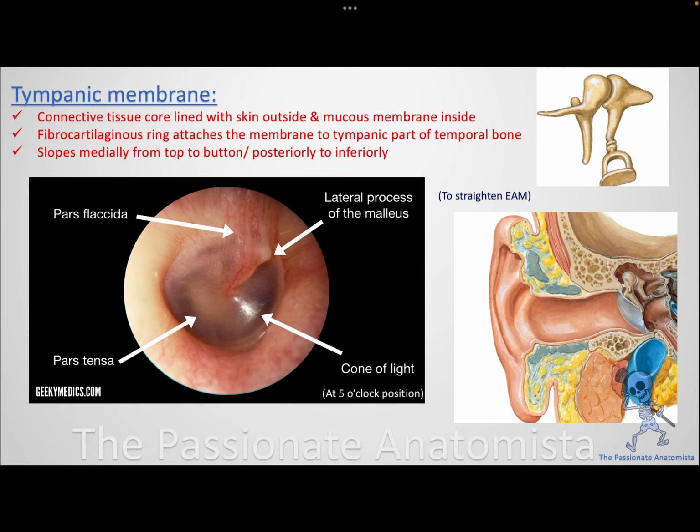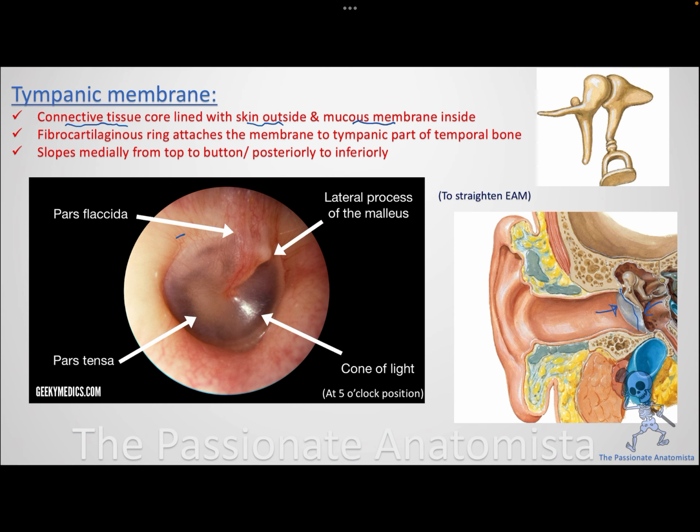Now, the tympanic membrane is formed by a connective tissue core. The interesting thing about the tympanic membrane is that it is formed by the three germ layers. The outer surface is from the ectoderm, the core is from the mesoderm, and the inner surface is from the endoderm. So that's why it's a connective tissue core that is lined by skin outside and mucous membrane inside.